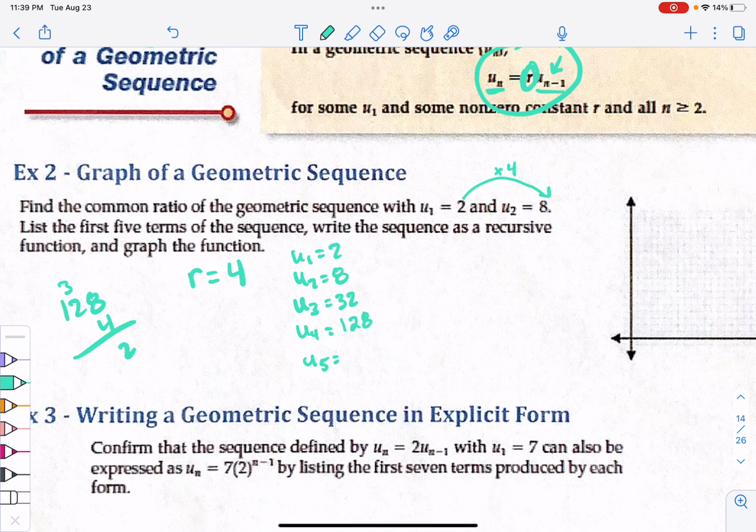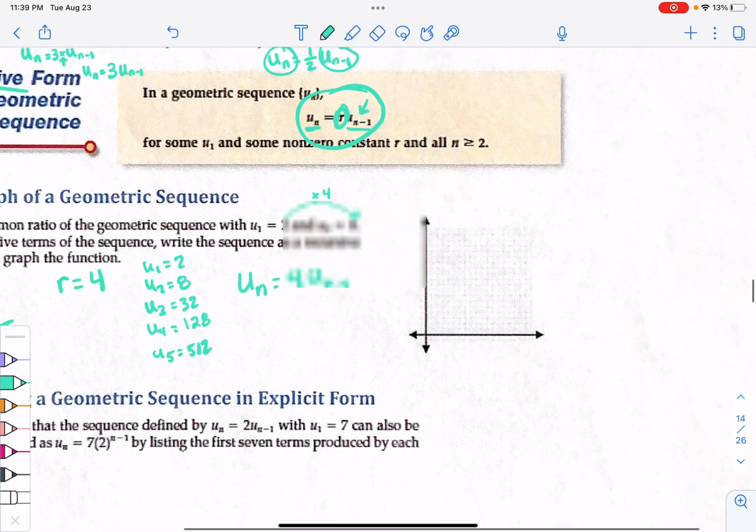512. I should have known that, maybe. 512. Okay, those are the first 5 terms. And then our u sub n, or any term, is going to be 4 multiplied by the one right before it, which is u sub n minus 1. Okay, if I'm going too fast, please pause or go back or do whatever you need to do.